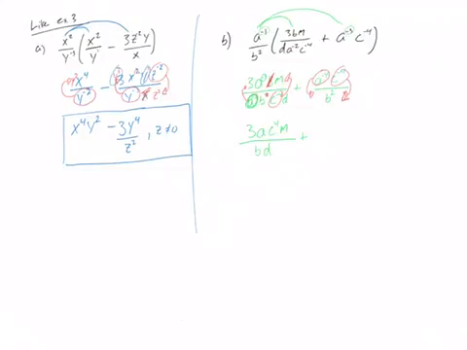Plus, well, I've pulled everything off the top, so I'm just going to have a 1 there because I don't want to leave it blank. I'm going to have a to the 4th, b squared, c to the 4th. And then a can't equal 0. B can't equal 0. C can't equal 0. And D can't equal 0.